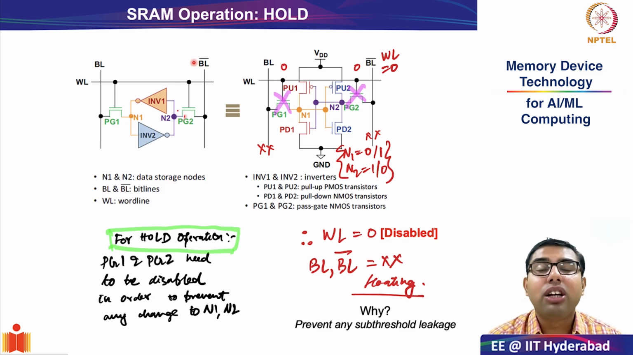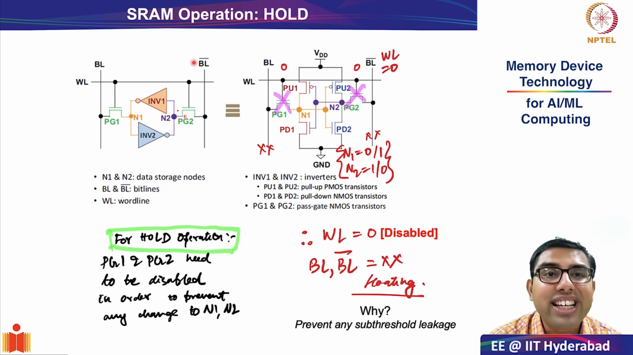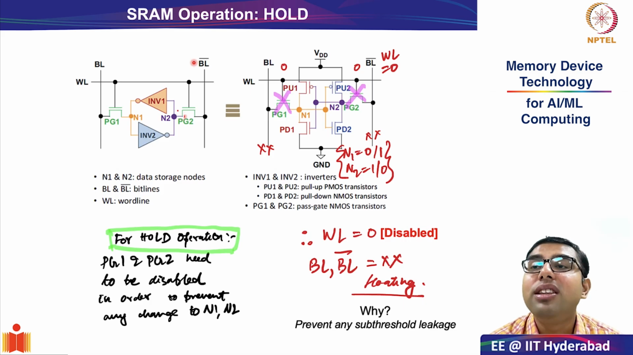In today's class, we saw what is the core reason that these butterfly hysteretic loops give you positive regenerative feedback and is able to restore the values of the internal storage nodes of an SRAM cell if the disturbance is within the noise margin, right? Also, we saw what is the fundamental of hold operation. In the next class, we will begin with a very interesting topic. We will see how read operation happens in the SRAM cell.